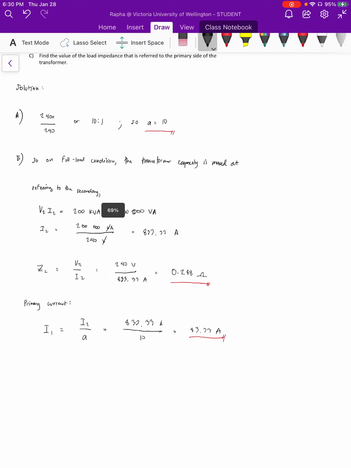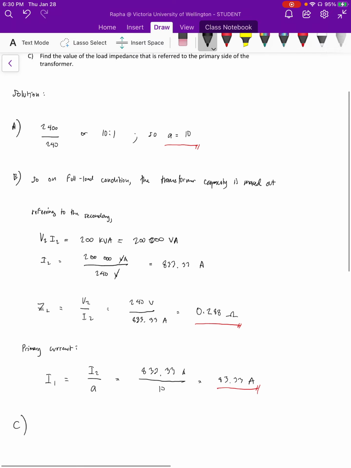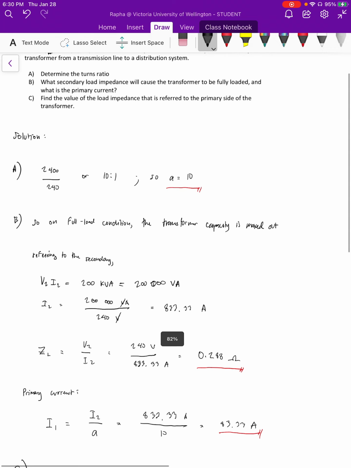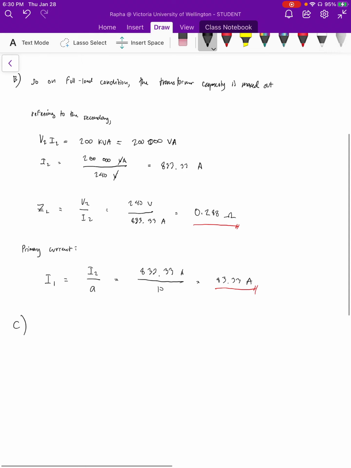Then the third that we will calculate is the value of the load impedance that is referred to the primary side of the transformer. So, ang equivalent, ang reflected na impedance sa primary side by the load impedance. So, we will represent the load impedance on the primary side as Z apostrophe L. So, this is equal to N2 over N1 squared ZL.